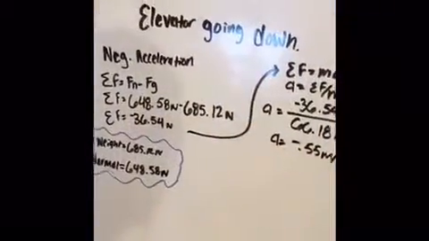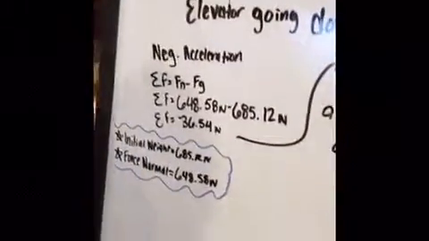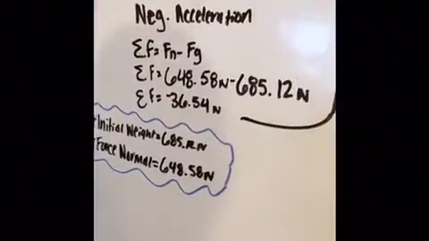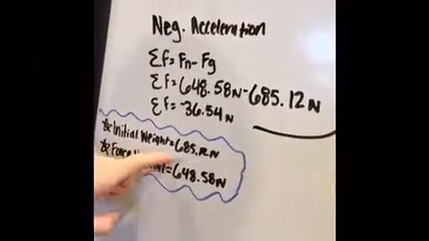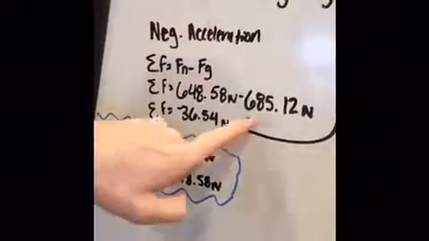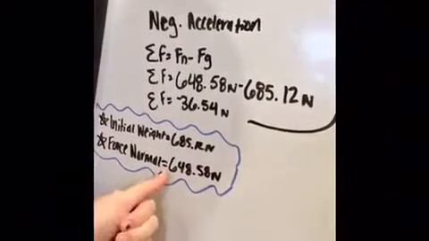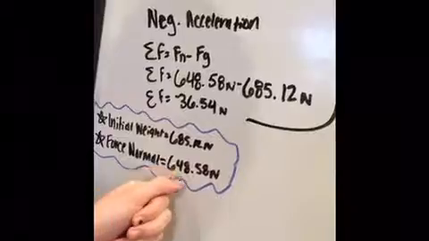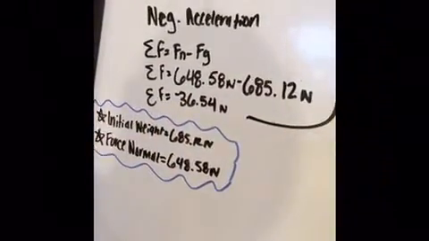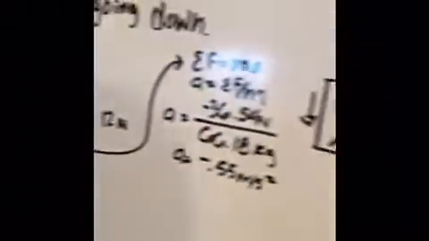To find the acceleration of the elevator going down, we had to find the net force: the force normal minus the force gravity, which we had found earlier. The initial weight was 685.12 newtons, which is our force of gravity, which we plugged in right there. And then our force normal that we found earlier for the elevator going down is 648.58 newtons, which we plugged in right there. We subtracted the two and we got negative 36.54 newtons.